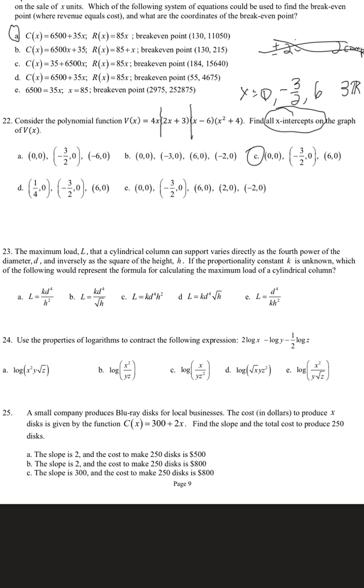Next one, maximum load, blah, blah, blah, varies directly. So maximum load L, I'm going to put my K, varies directly as the 4th power of D. And inversely, now the word and does not mean plus, and it does not mean a separate equation. It means and at the same time, inversely to the square of its height. And that looks like answer A.